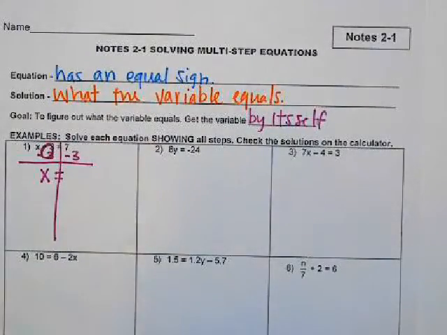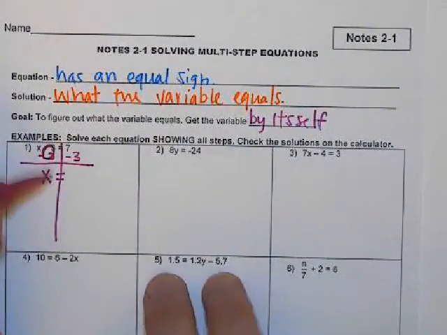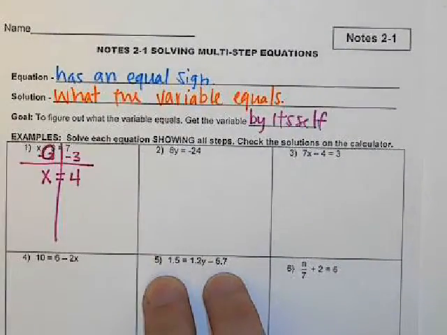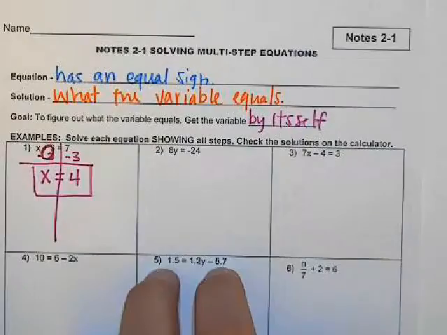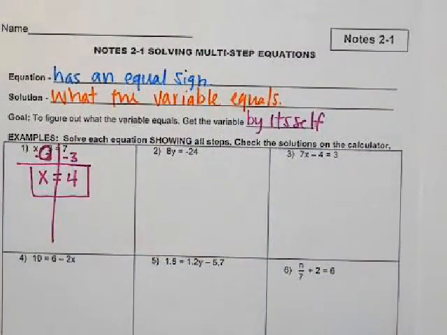7 minus 3 equals what? 4. Is x by itself? Yes. This is my answer. X equals 4. Now it says check the solutions in the calculator. How would I check this? Plug it in. I plug it in. What does x equal? 4.